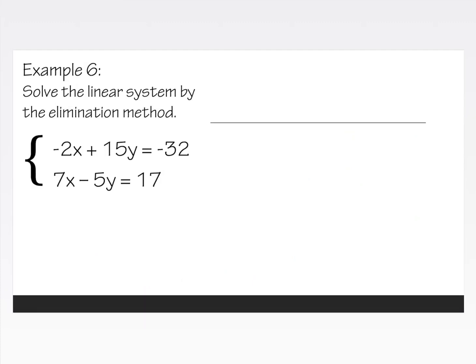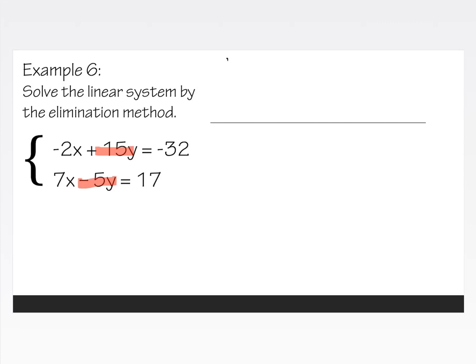Let's move on to our next example. Here we have negative 2x plus 15y equals negative 32, and 7x minus 5y equals 17. Now if we looked vertically, we would not be able to reduce or eliminate any specific variable in order to isolate the other. Now what we have to do is manipulate. Well, we can look at our negative 2x and our positive 7x. There it would take a little bit more doing in order to eliminate that x variable. However, in our y column, we have positive 15y and negative 5y.